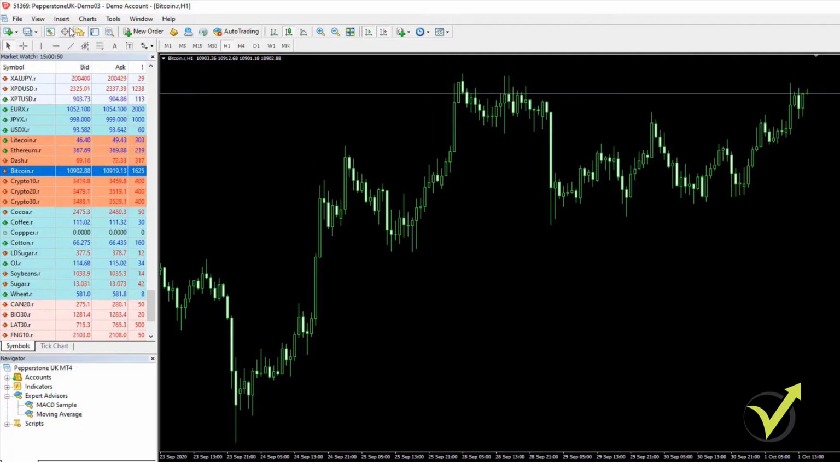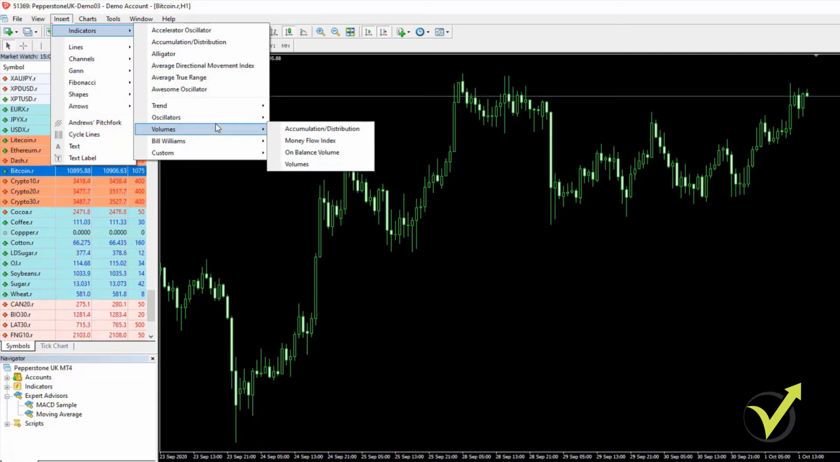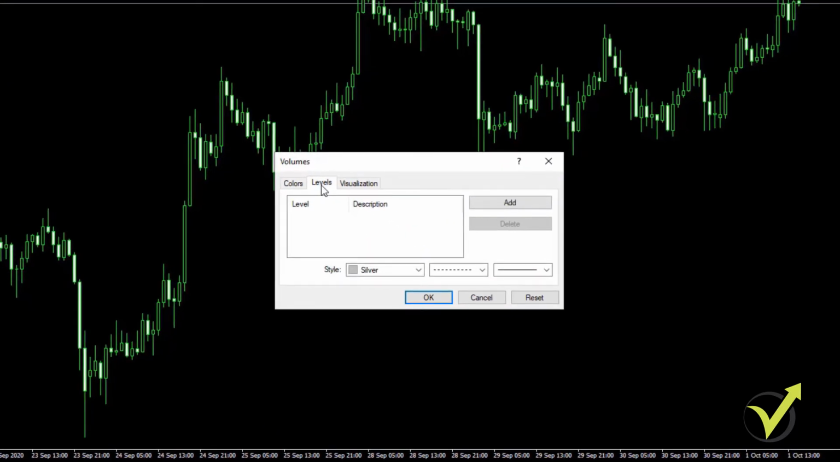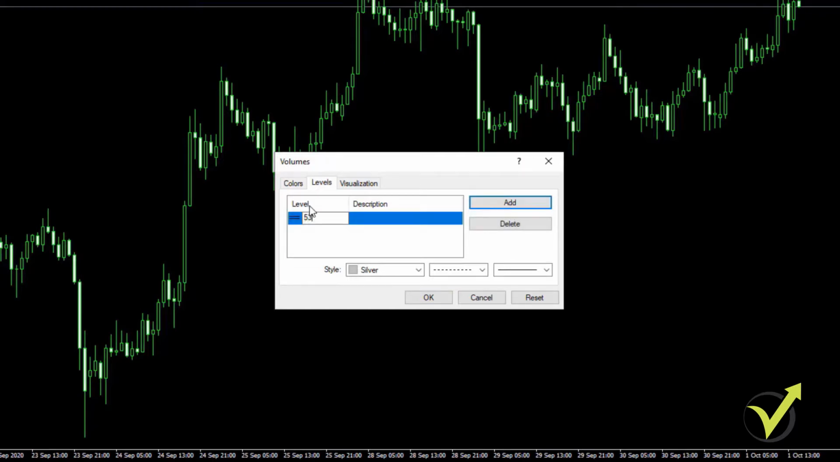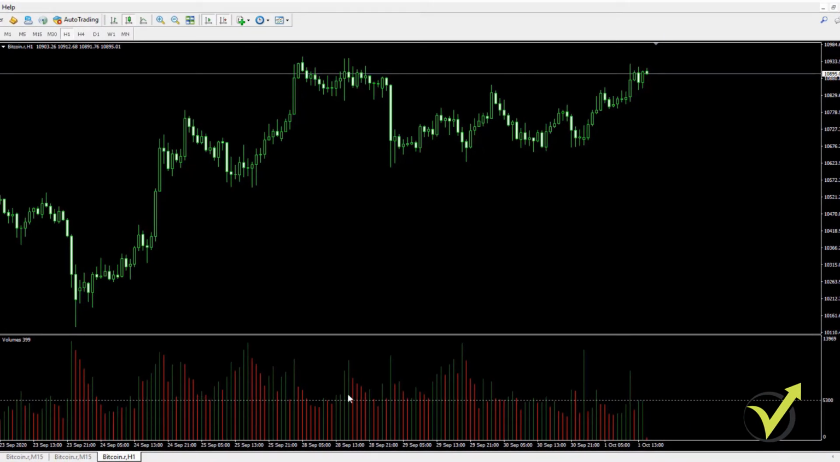So the first indicator that I will insert on the chart is the volumes. I go to the volumes group, and the last one is just volumes. Click on it, and as levels I will add a level of 5,300. And I click on OK, and you will see the volumes indicator below the trading chart. Here is the level of 5,300.